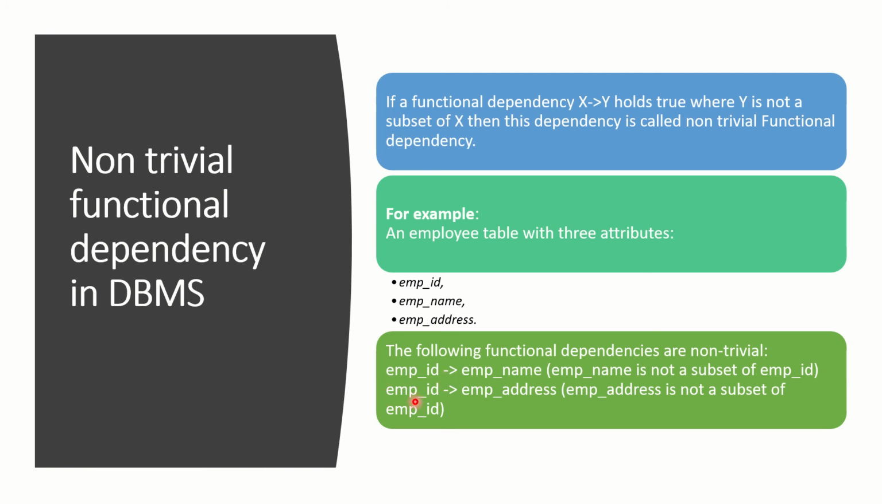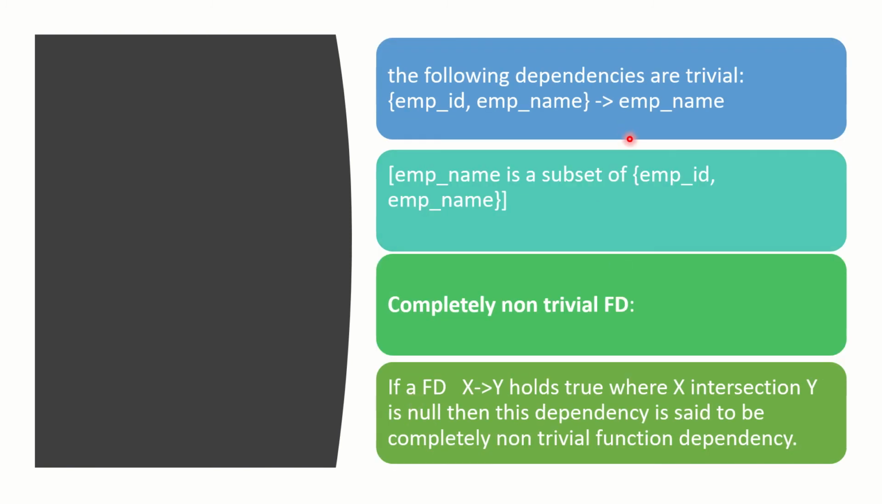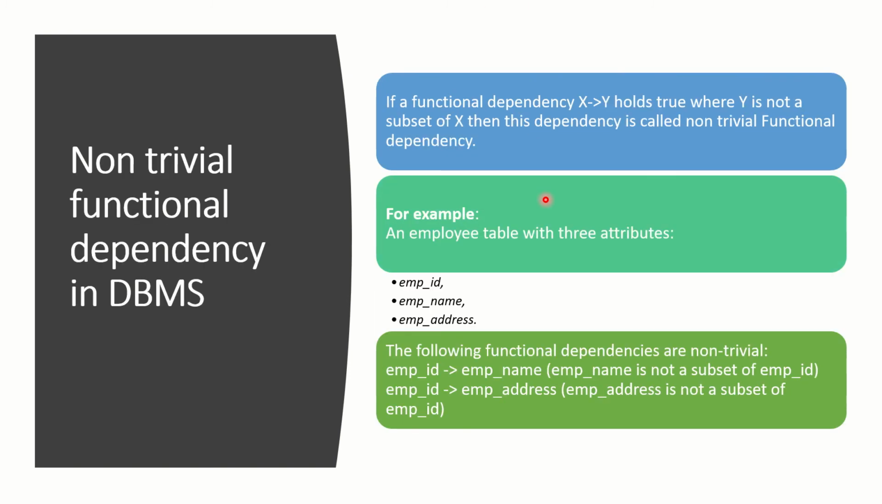But the following are trivial types of functional dependency. For example, if you take a set of employee ID, employee name as A, which implies employee name, this is a trivial functional dependency because employee name is a subset of this A. That is the difference between a trivial and a non-trivial functional dependency.